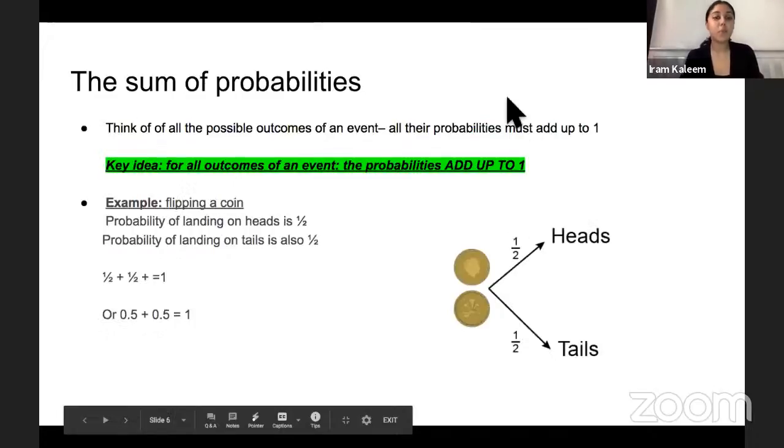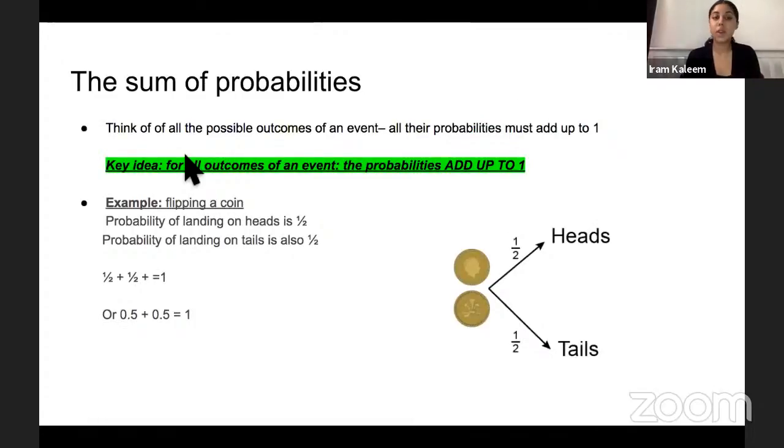The sum of probabilities. So think of all the possible outcomes of an event. All their probabilities must add up to 1. So this was a key idea that we looked at. Again, if you don't have this written down already, I'd say write down what's highlighted. The key idea is that for all outcomes of an event, the probabilities add up to 1.